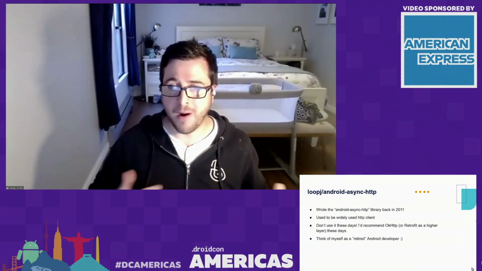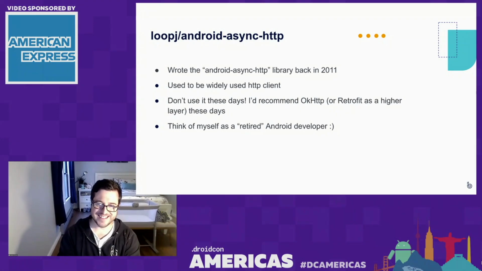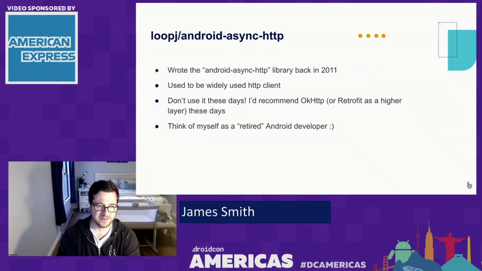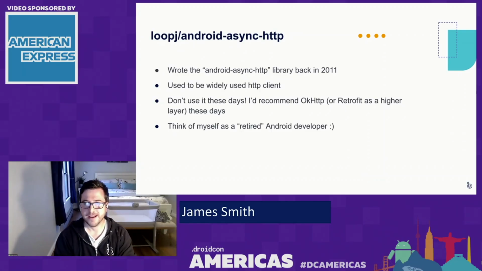But I've also been lucky enough to be part of the droidCon community for a long time. Bugsnag first got involved in droidCon back in 2015, and we've been part of the community ever since. You might know my work in the Android community. I wouldn't use it these days, but back in the day, I was relatively famous in the Android community for the Android async HTTP library. A lot of people called it LoopJ, which is my handle online.